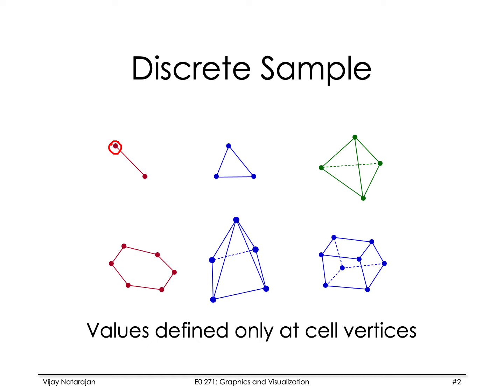We already talked about different representations of the domain. So there are different cells that together constitute the domain. Here is an example of an edge, a triangle, a tetrahedron, and so on. We know that the data is available only at the vertices of these cells. However, we need a representation of the data in the interior of the cell as well. So this is the standard problem of interpolation.